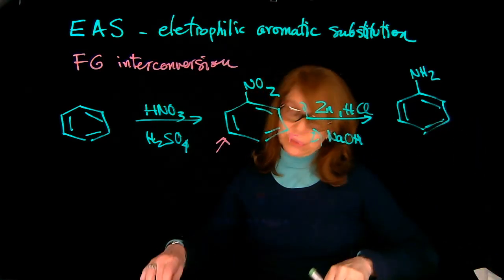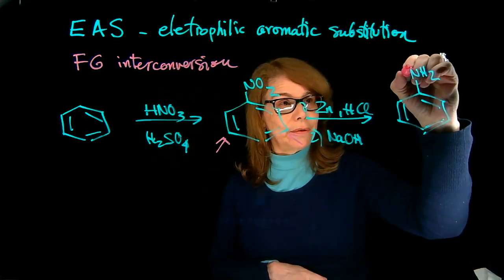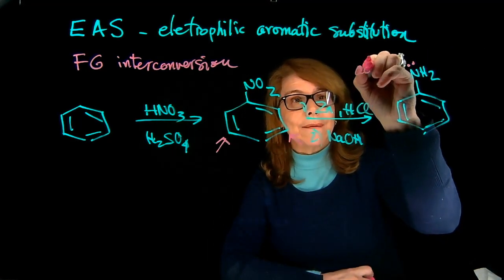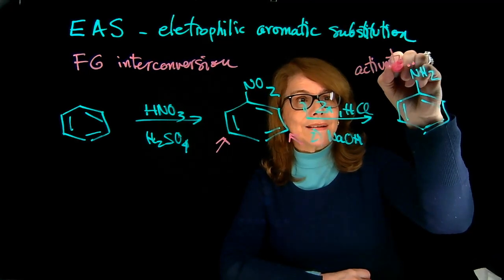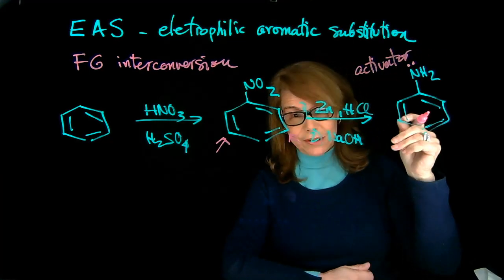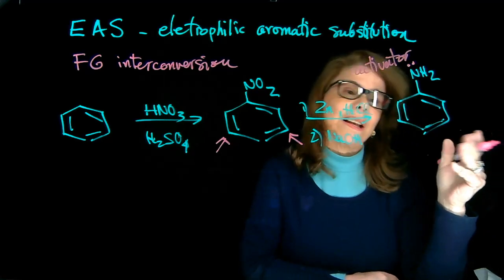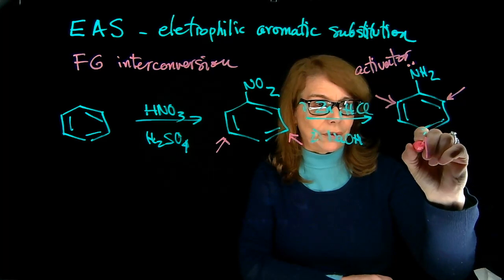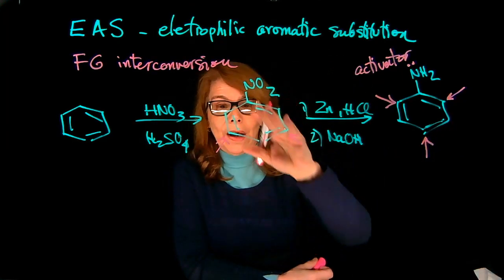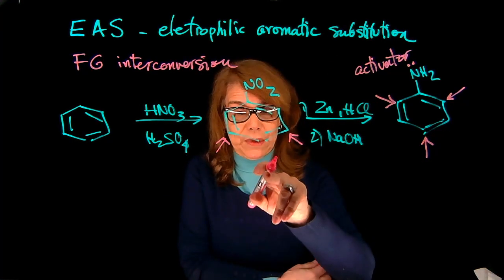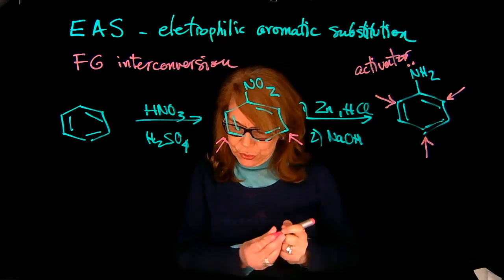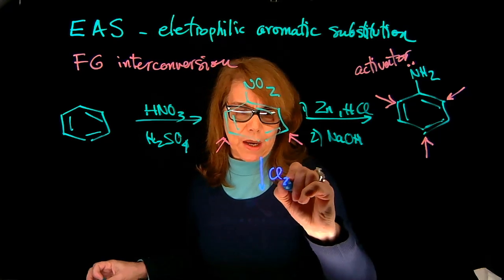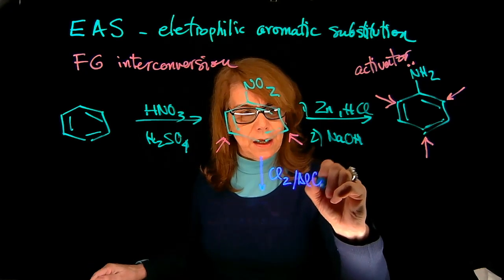Now, the amino group, remember that here we have a lone pair, and so it is an activator. It activates the aromatic ring towards further electrophilic aromatic substitution, and as such, is an ortho-para director. So as you see, if I continue doing something from nitrobenzene, let's say a chlorination, with aluminum trichloride.